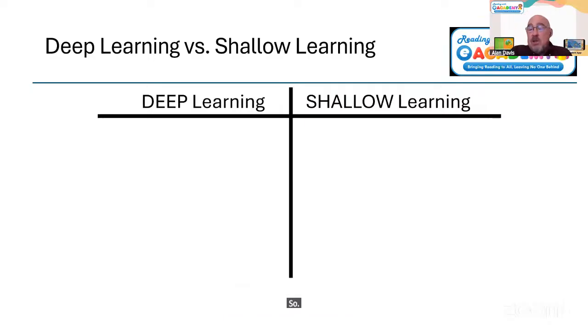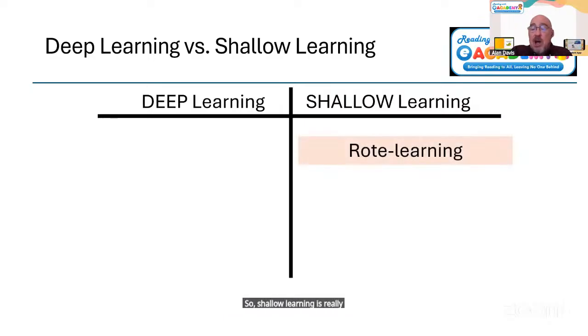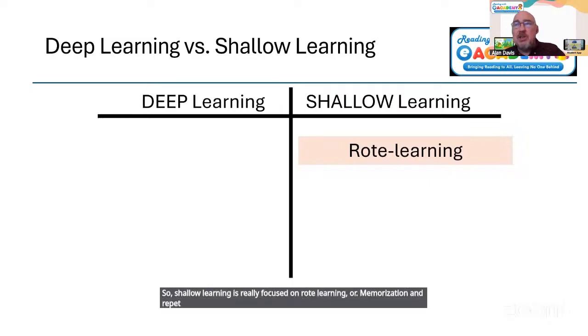Shallow learning is really focused on rote learning, or memorization and repetition. We hear it, we repeat it, we memorize it. So I'm learning this phrase, it is a pen. Hopefully, tomorrow, when I say, what is it? You can say, it is a pen. And hopefully, later on the test, you can say, it is a pen. So I'm memorizing, I'm repeating.